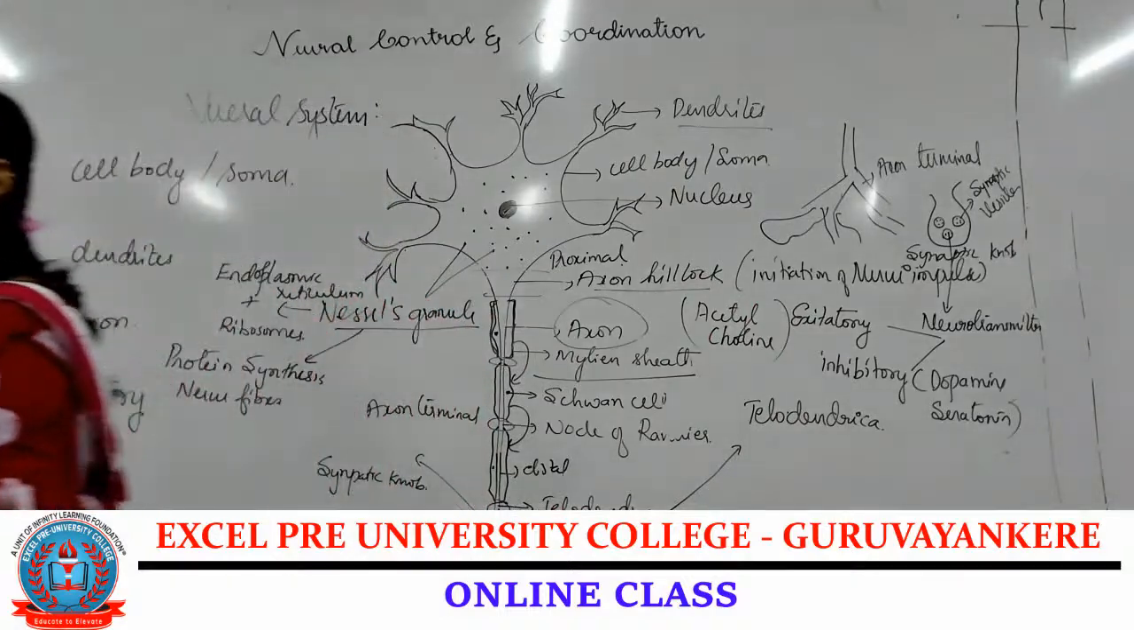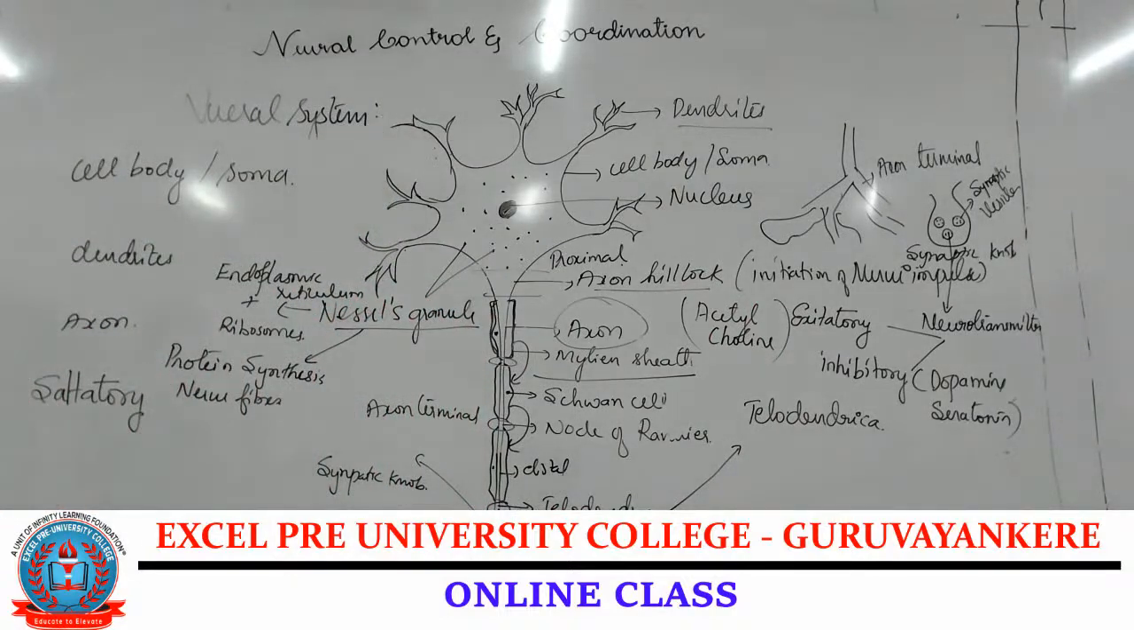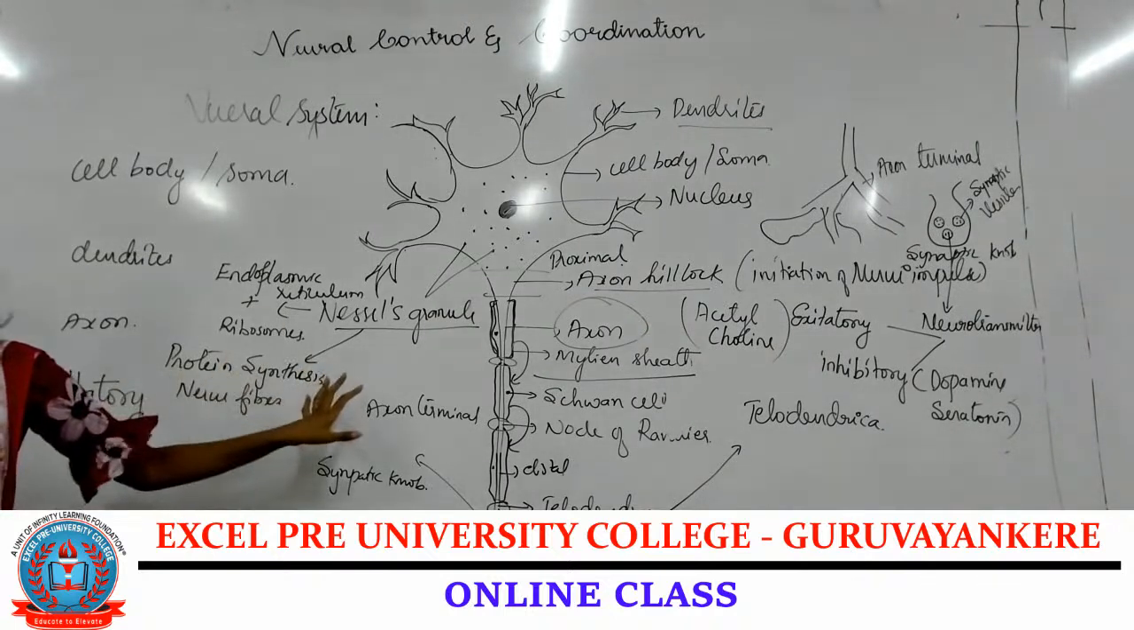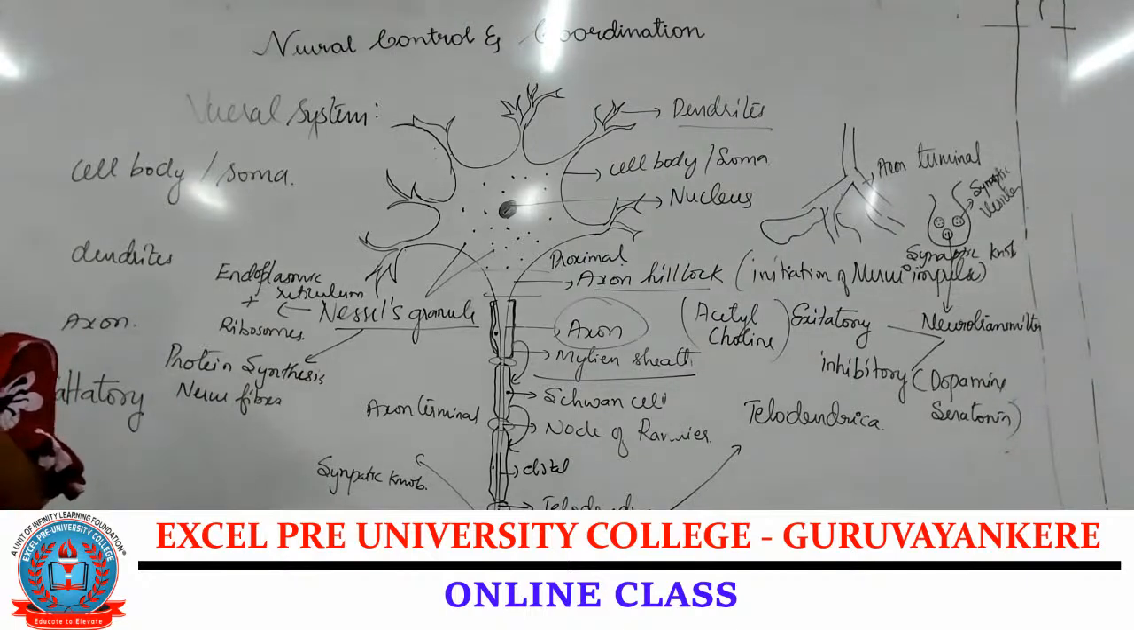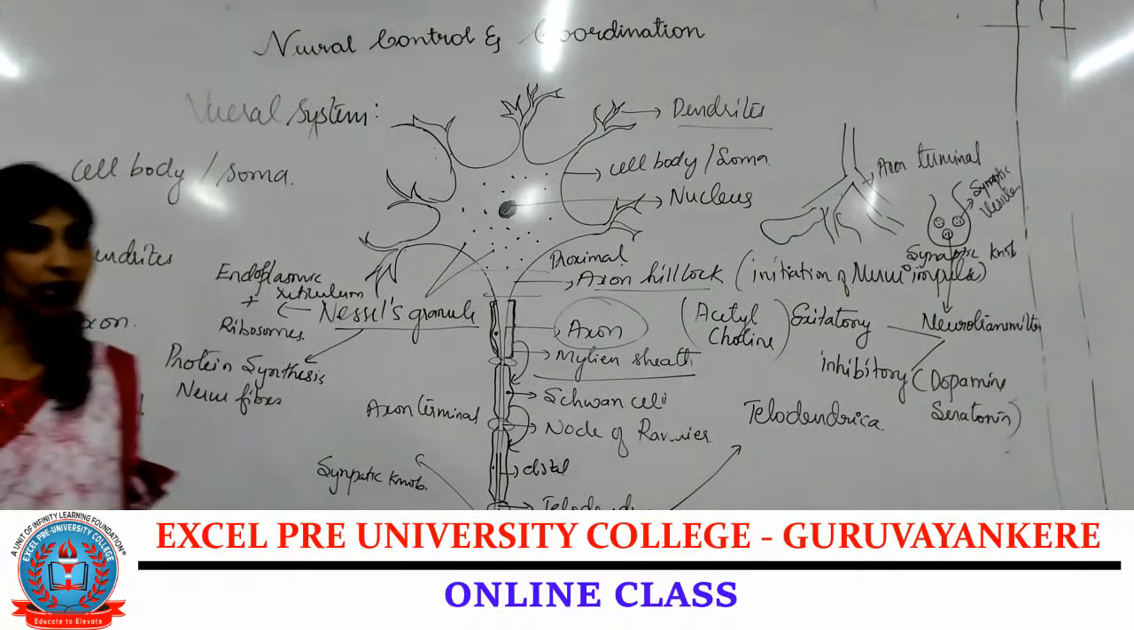Yes, myelin sheath. Between the myelin sheath there is a node present. It is called the node of Ranvier. If the neuron has this myelin sheath, the signal will be jumped from one myelin sheath to the next. That conduction is called saltatory conduction. Clear?